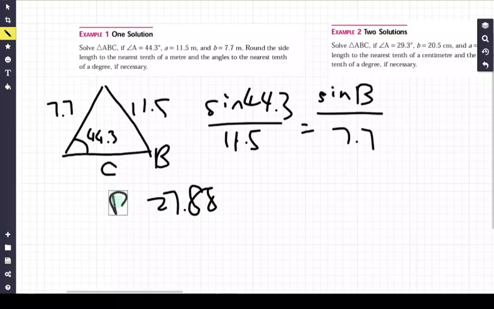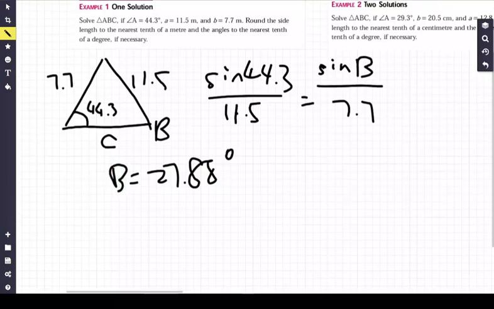So B. Let's go ahead and find C. So C, we can use the inner angle. So 180 minus 27.88, I'm going to round that to 27.9, minus 44.3. That's going to give us 107.8.